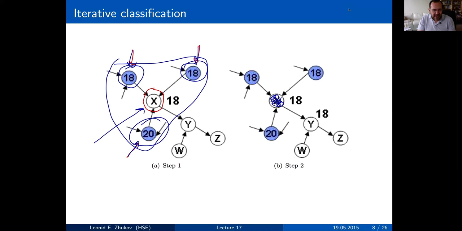Now, of course, depending on what your local classifier does, this process might converge or might not converge, right? So the relational classifier, the one that predicts those x's, should do something reasonable so that the whole thing will actually converge. If it, for example, just randomly selects colors, there is no way this process will converge to something, right? Later in the lecture, we'll see algorithms that do converge.